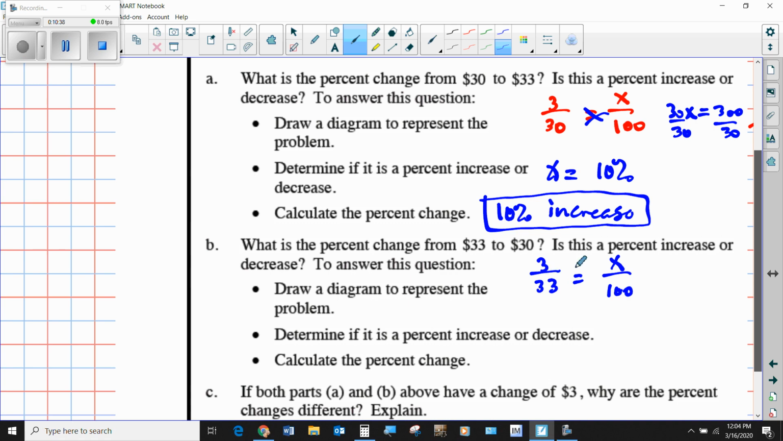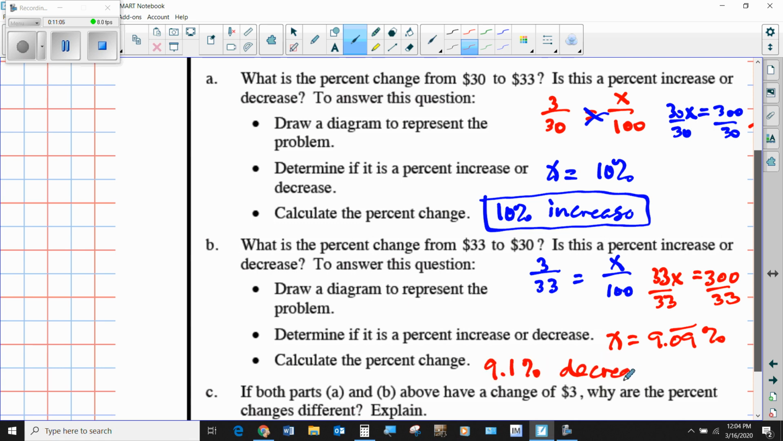Now what happens here? This one looks a little bit more complicated. Cross multiplying, you get 33x is equal to 300. And now we have to divide each side by 33 instead of by 30. And that's going to give us a repeating decimal. Turns out x ends up being equal to 9.09 repeated percent. So if we were to round that up, we could say that was a 9.1% decrease.